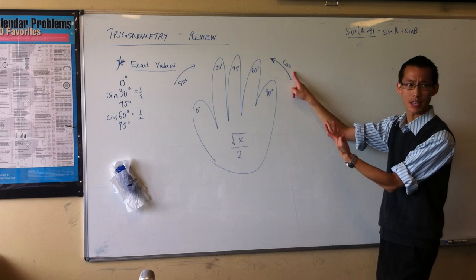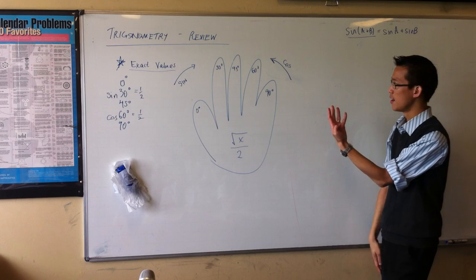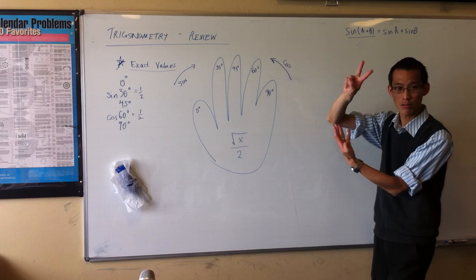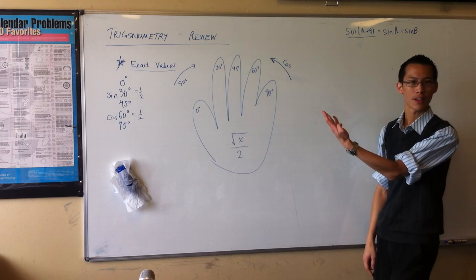But cos of 0 is, how many fingers have I got to the right? Of course, I got 4. So cos of 0 is root 4, which is 2, on 2. Cos of 0 is 1.